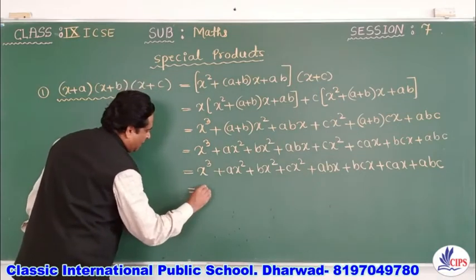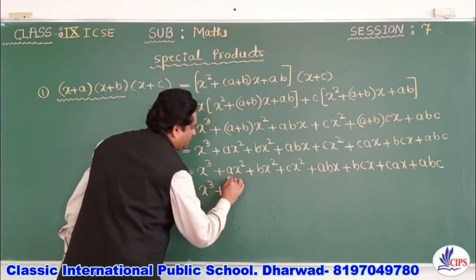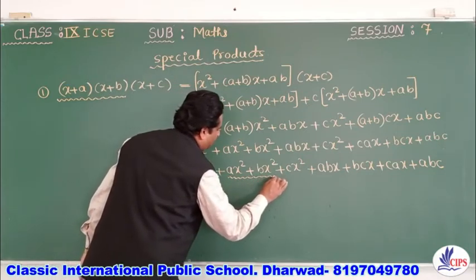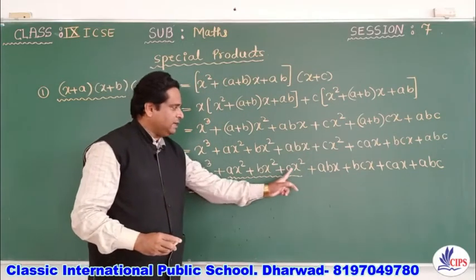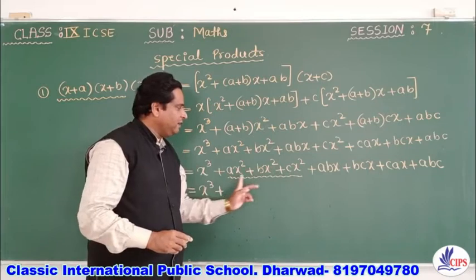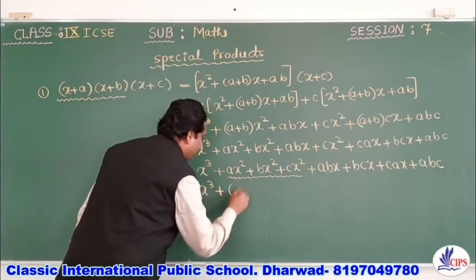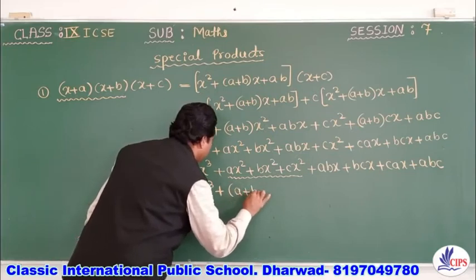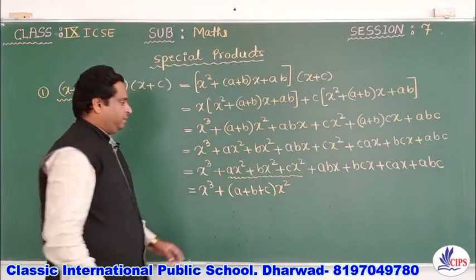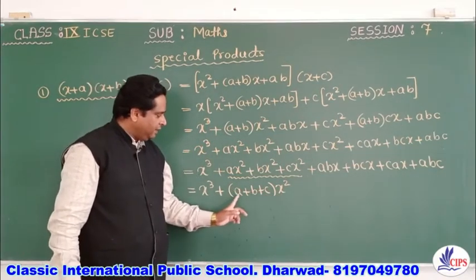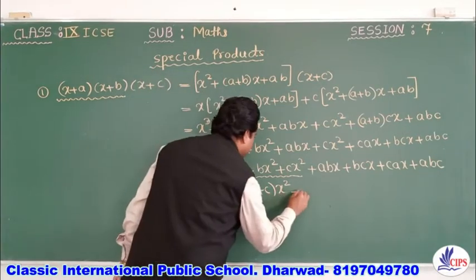After that, I'll write x³ as it is plus. Here, in these three terms, ax², bx² and cx², what I will do, I will take x² common outside. Right? If I take x² common, you will get (a + b + c) into x². If I take x² common outside, here remains a + b + c, plus.